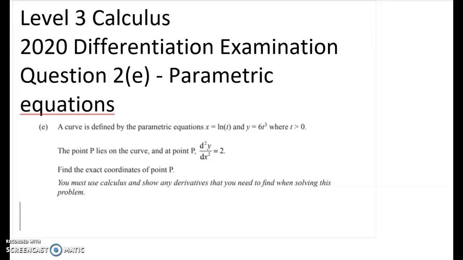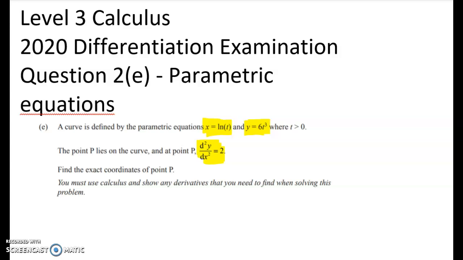Here's the last question from the 2020 differentiation exam. I like this question much more than question 3e. It's a parametric one, and we're given a curve defined by these parametric equations. So x and y here both depend on t, and we're told that t is greater than 0. We're told that we've got a point P that lies on the curve, and at that point the second derivative has a value of 2, and we have to find the exact coordinates of point P.